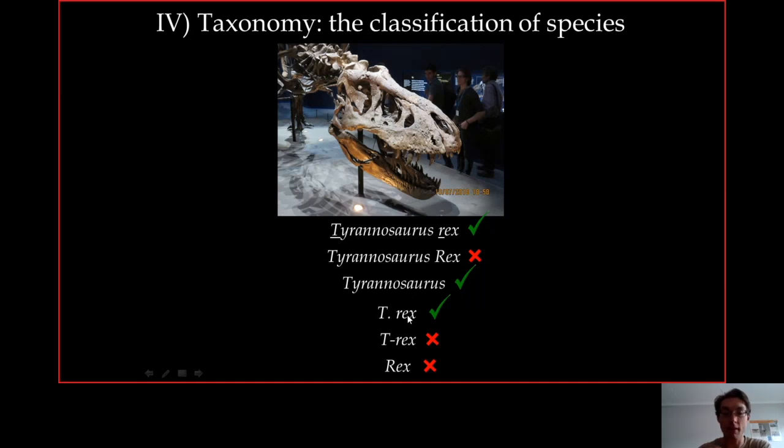And you can abbreviate it as T. rex, or T full stop rex. So T full stop rex is the abbreviation of Tyrannosaurus rex. And that's why you put a capital T, so that you know it refers to the T of Tyrannosaurus. Now, you don't write it with two capitals. That's wrong. You don't write it with this. That's wrong. And you don't write rex alone. That's also wrong.